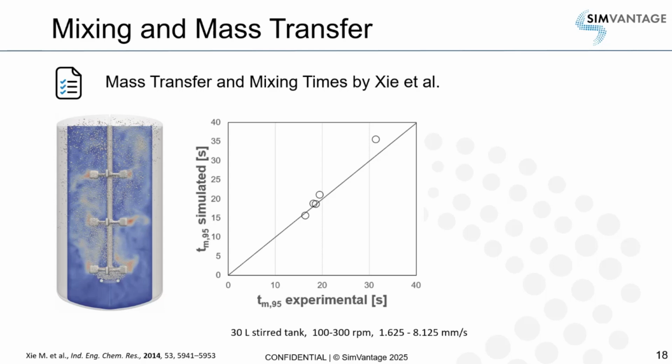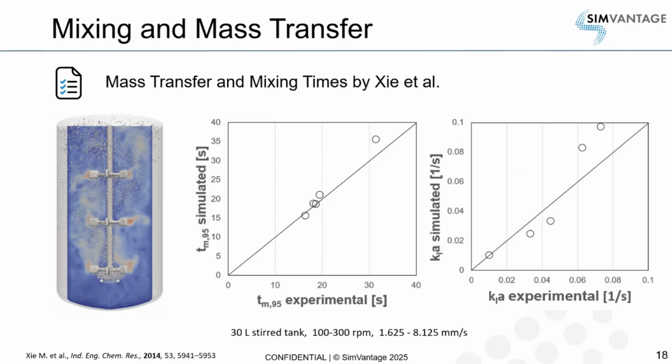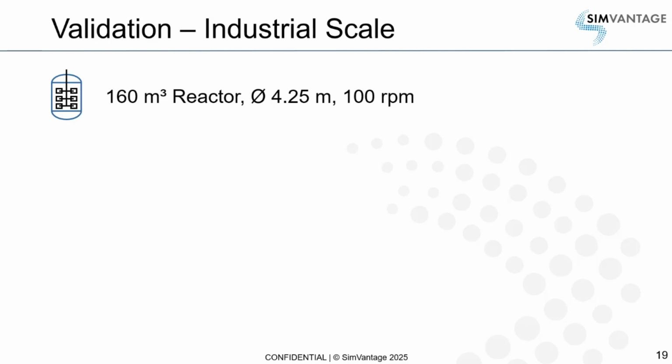And the farther away these points are from the 45-degree line, the higher the error is, and you see that we have a very good agreement for the 95% mixing time, and also for the kLa. For the kLa, the error is slightly higher, but everyone who has measured kLa experimentally knows there is a certain error bar associated with these experimental values, because the kLa is very hard to measure.